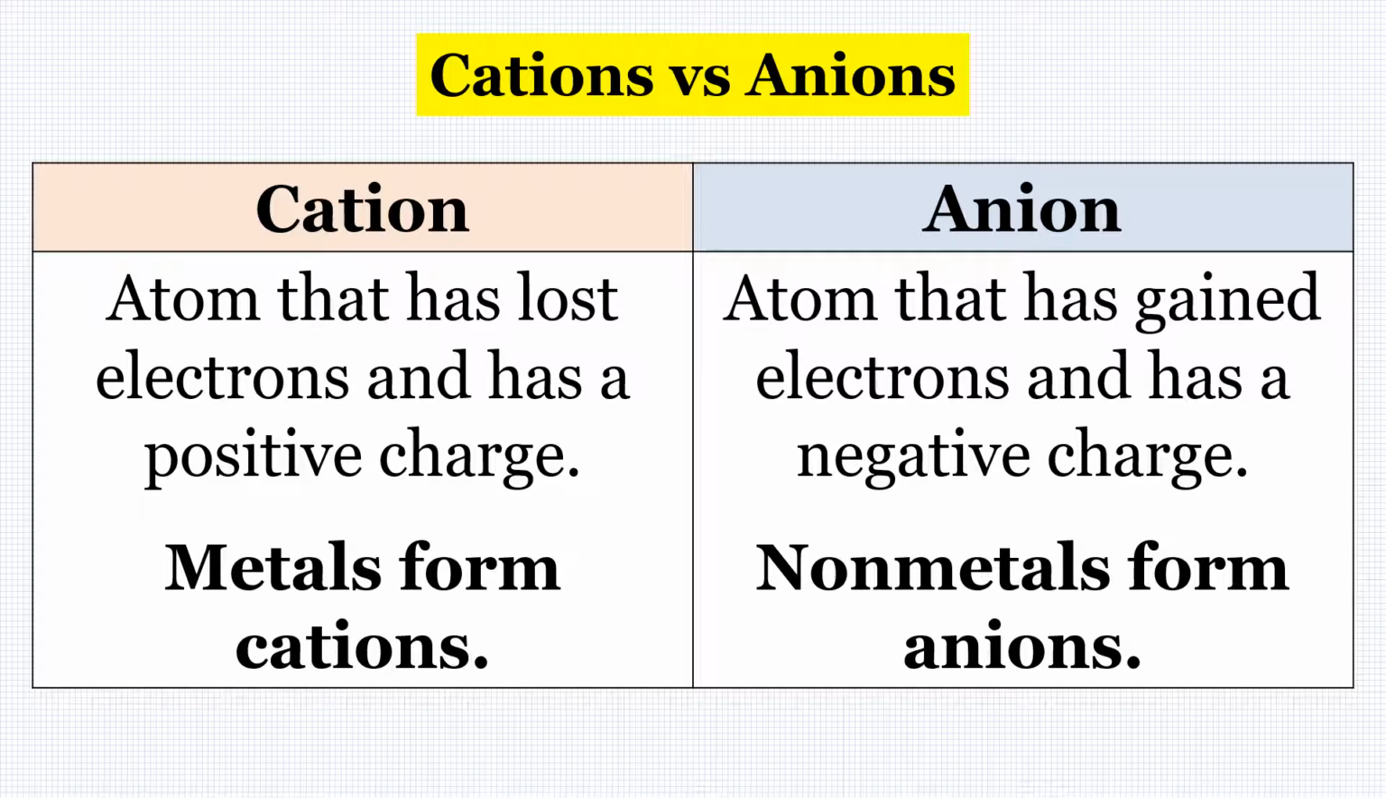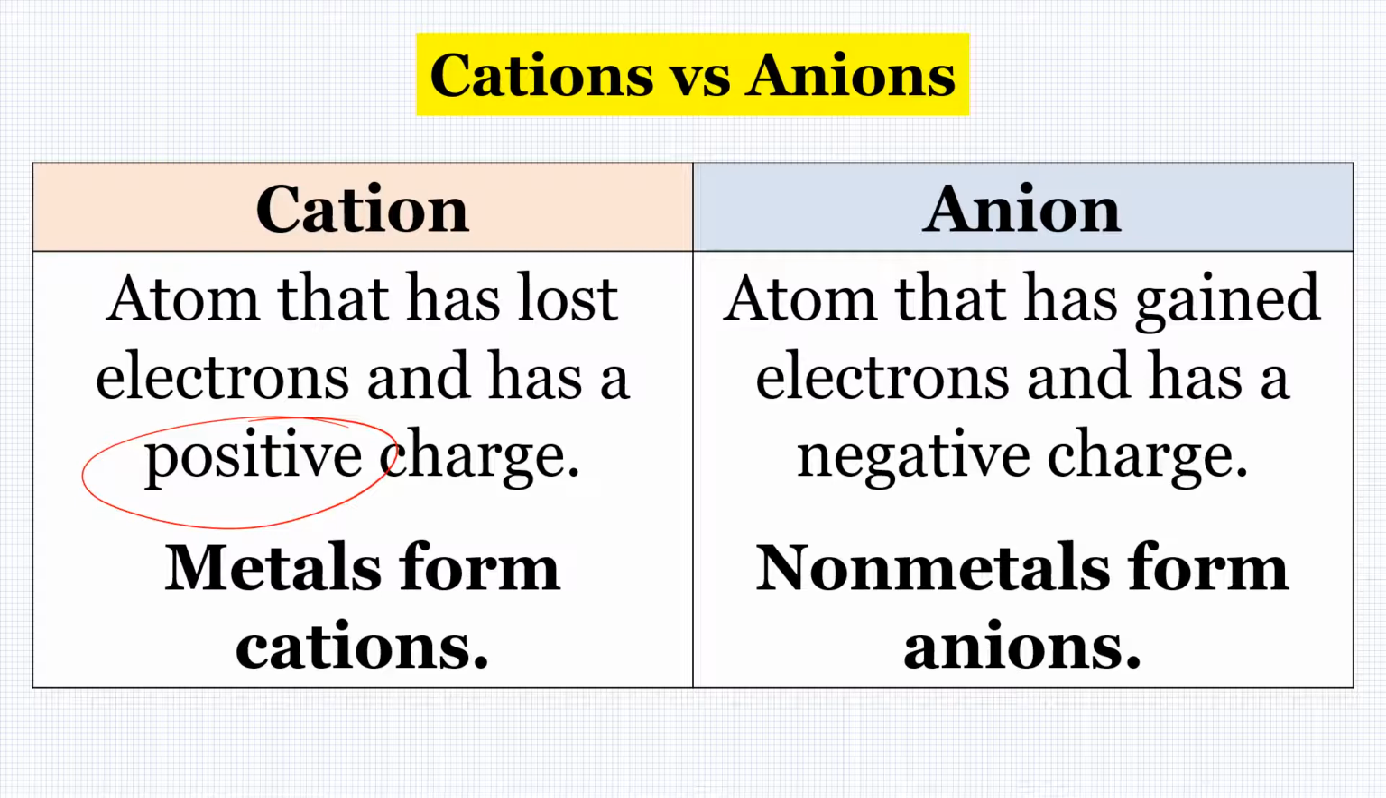So this should be a review from our first unit, but cations are atoms that have lost electrons and have a positive charge. All of the metals form cations. If you think about it, all of the metals are on the left side of the periodic table, and those usually have between 1 and 3 valence electrons. So because they have between 1 and 3 valence electrons, they tend to lose electrons, giving them a positive charge.